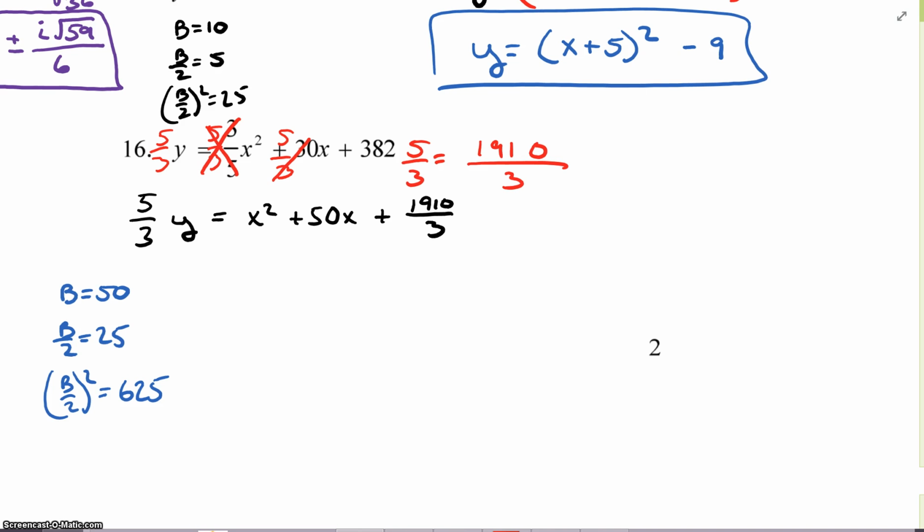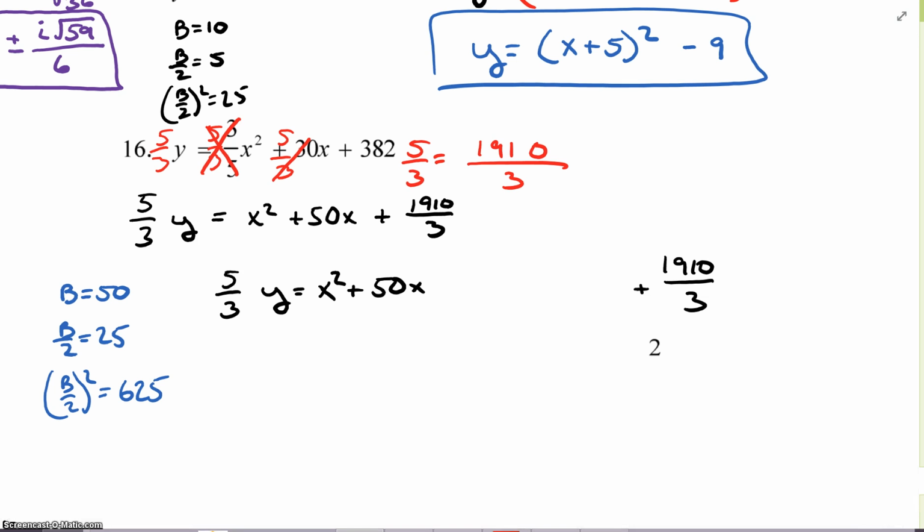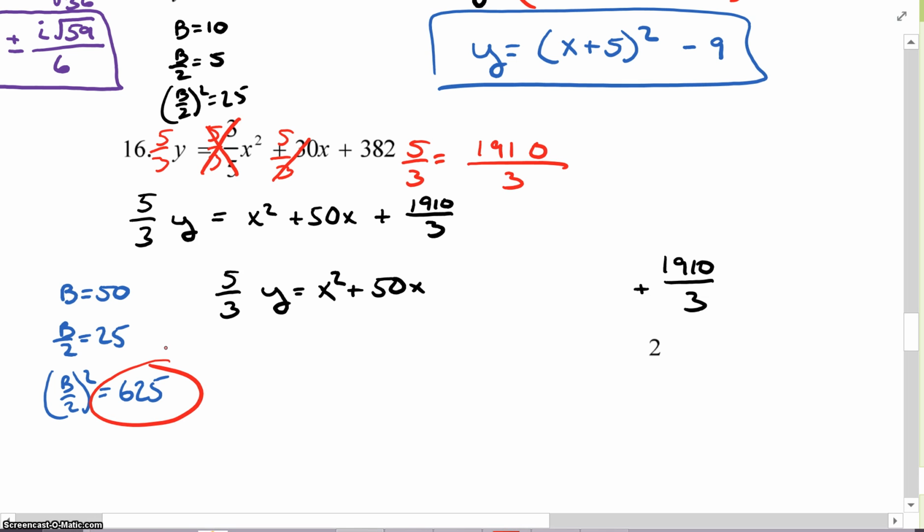So again, to complete the square, I have 5 over 3 y equals x squared plus 50x, we're going to leave a space, and over here plus 1910 over 3. What do I need to add to complete the square? I need to add the b over 2 value squared, so I need to add 625. So if I add 625 to the right side of the equation, on the other side I need to subtract 625.